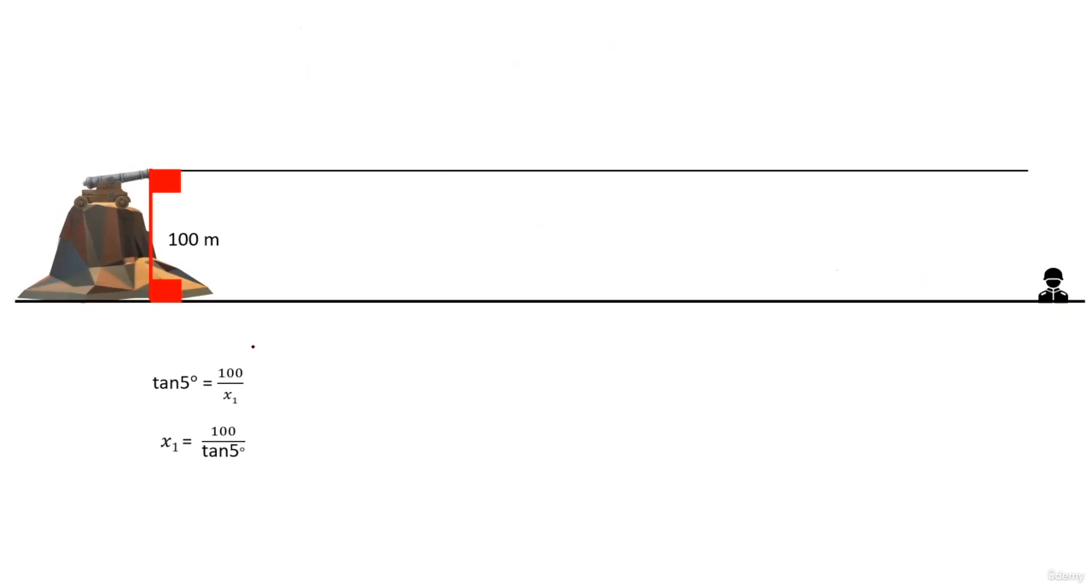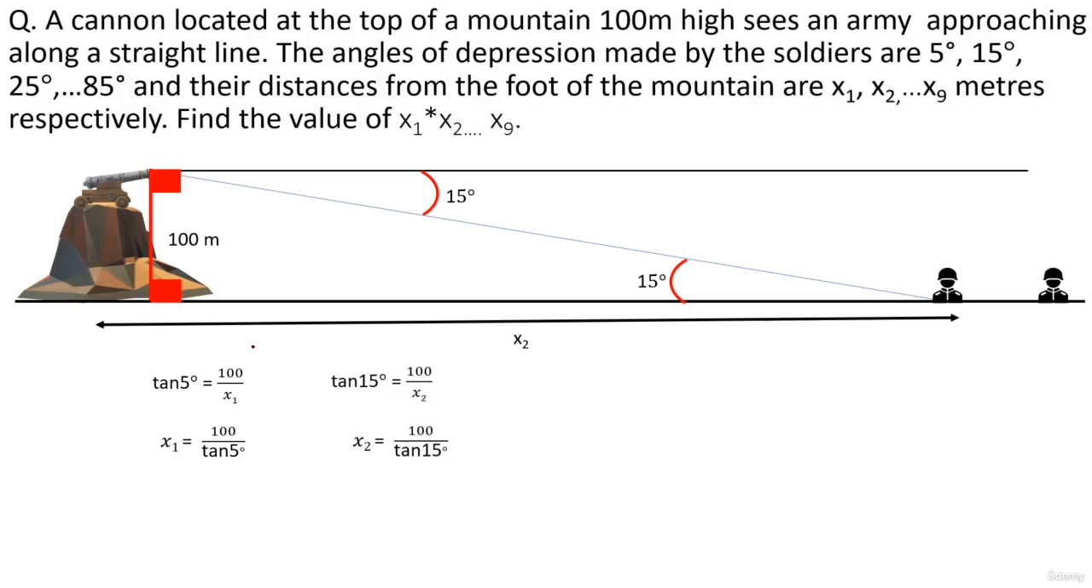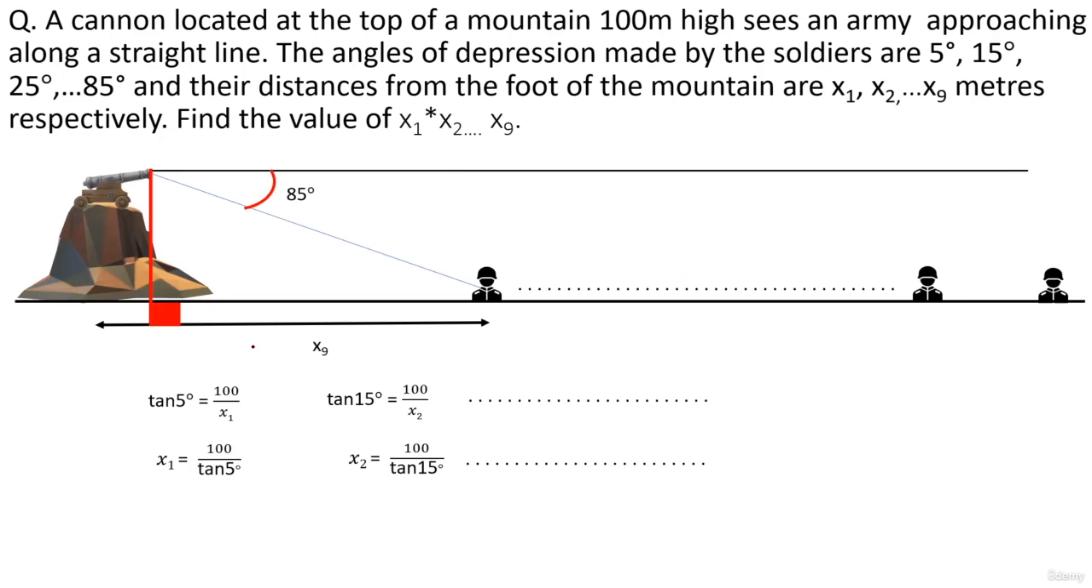Okay, guys, the same thing you can observe for the second soldier also. The angle of depression is 15 degrees by alternate angles. So its distance is x2 from the base of the mountain. Again, we can write tan 15 as 100 divided by x2, so x2 equals 100 by tan 15. Likewise you can write it for all the soldiers here. The last soldier will make an angle of depression of 85 degrees. So tan 85 is 100 by x9.